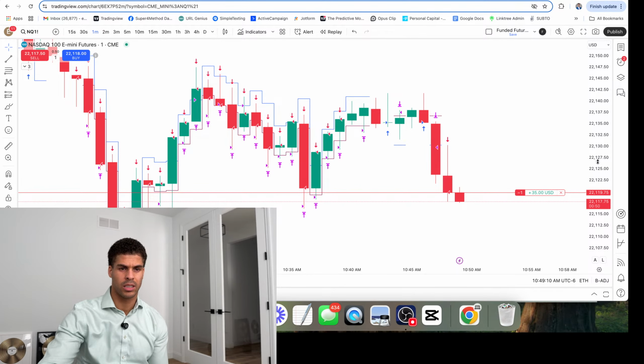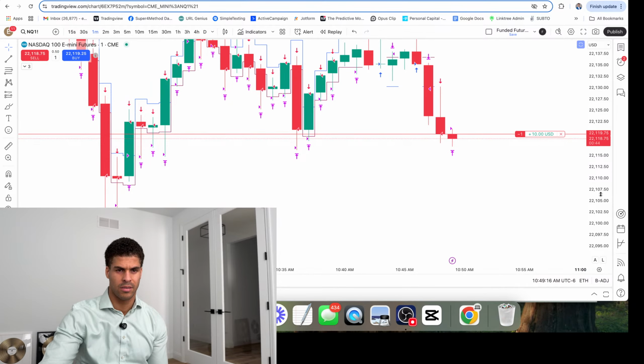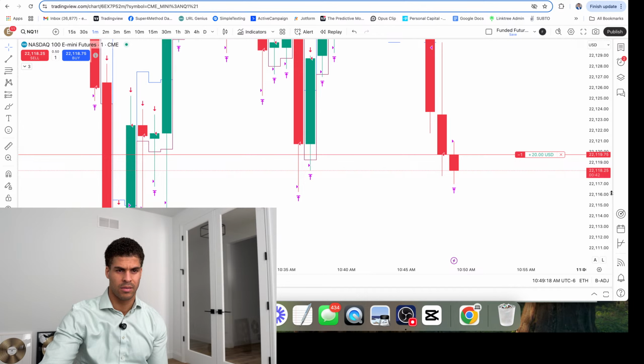$10, $20, 35, 25. Good. Good. Trail should be active.